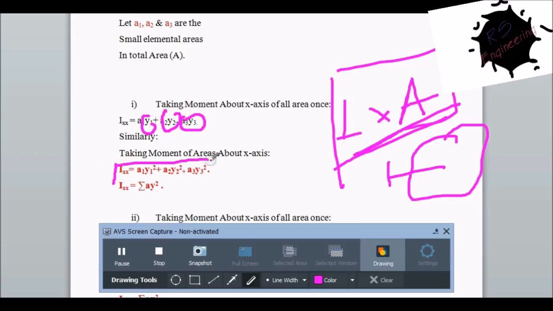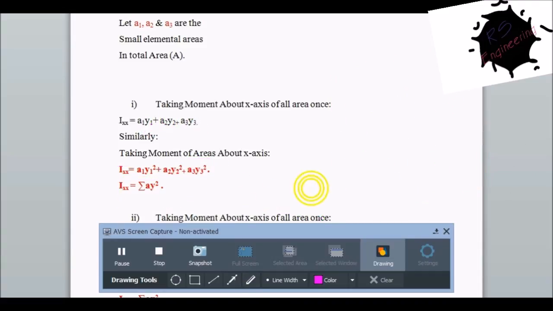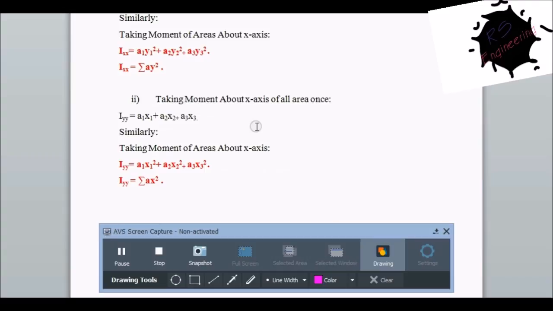So the moment of inertia Ixx would be equal to a1 y1 squared plus a2 y2 squared plus a3 y3 squared. That is the summation of a y squared. This is the formula of moment of inertia about the x axis. Now we have completed the x axis part, and we are getting into the y axis part.